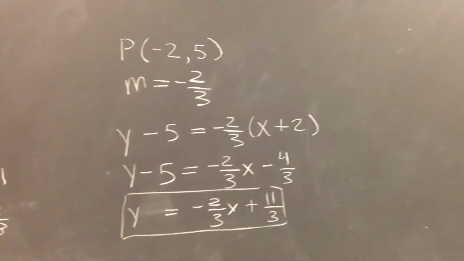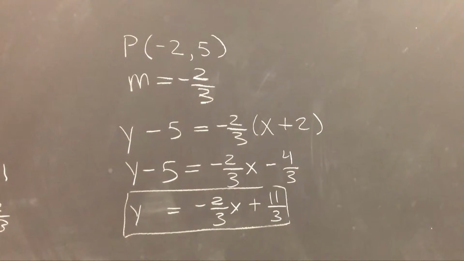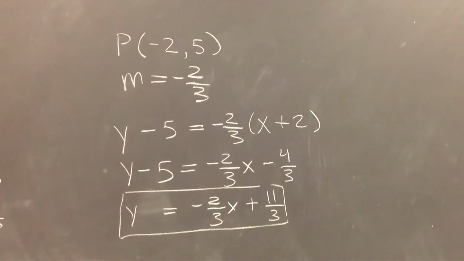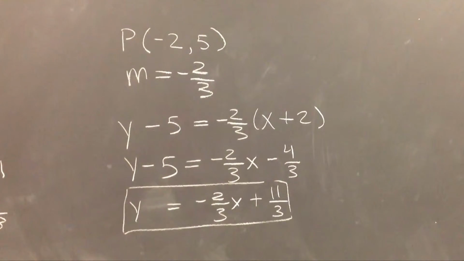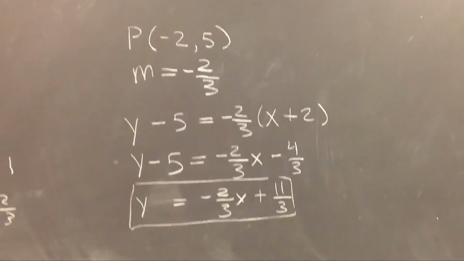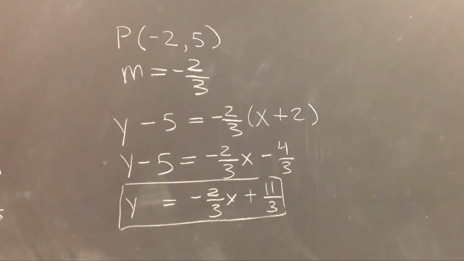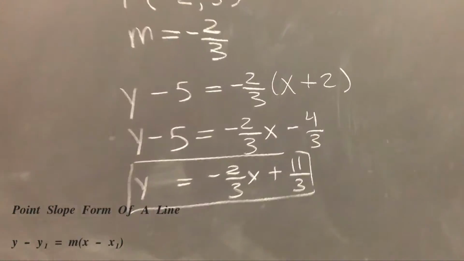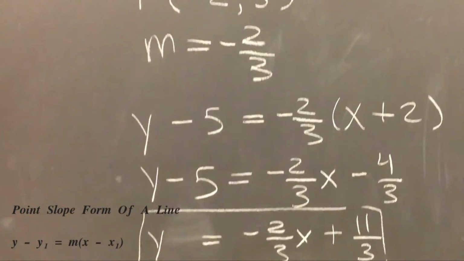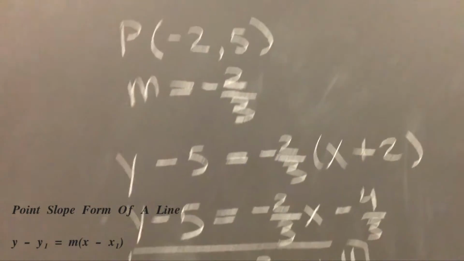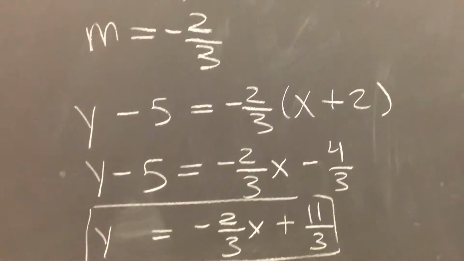The very first thing I had to do was create an equation for the line. I know that P goes through negative 2, 5. And I know the slope is negative 2/3. So I use the point slope form of the equation. Y minus y1, that's the 5, equals m times x minus x1. That's the negative 2 there.